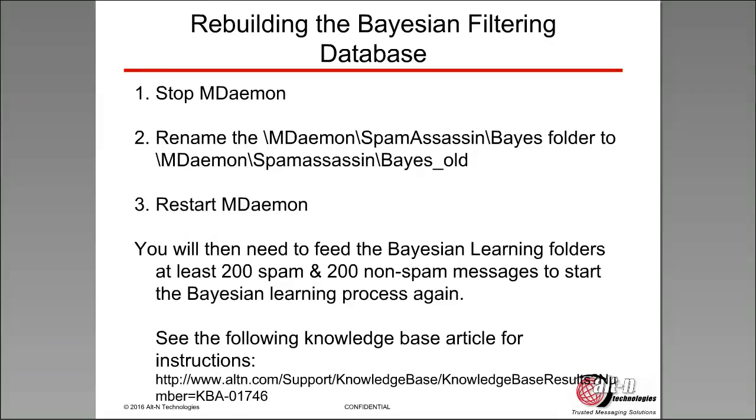Also, if a lot of spam is still getting through, or if a lot of non-spam is being counted as spam, then you may need to rebuild your Bayesian learning database. To do this, you'll need to stop MDaemon and all of its processes, and then navigate to the MDaemon Spam Assassin directory and rename the Bayes folder. So you can call it Bayes old or something like that, and then restart MDaemon. At that time, a new Bayes folder will be created, but then you'll need to start over and feed the Bayesian spam and non-spam folders 200 samples of spam and non-spam messages each. At that time, Bayesian learning will take place. So this will allow you to refresh your Bayesian learning engine.